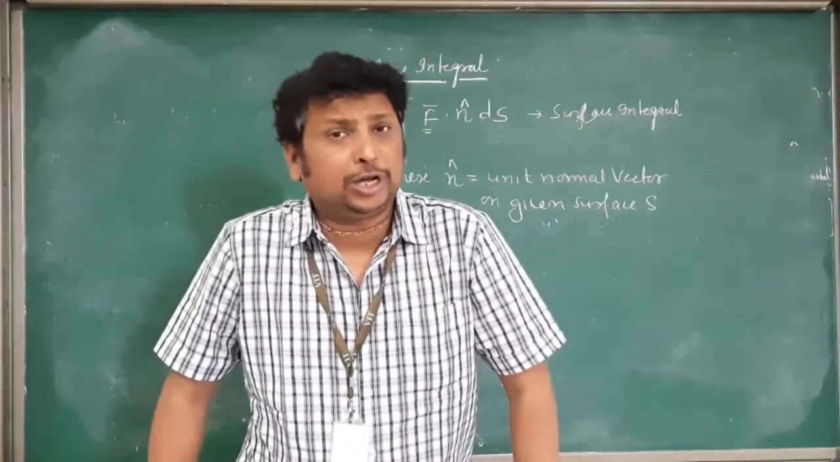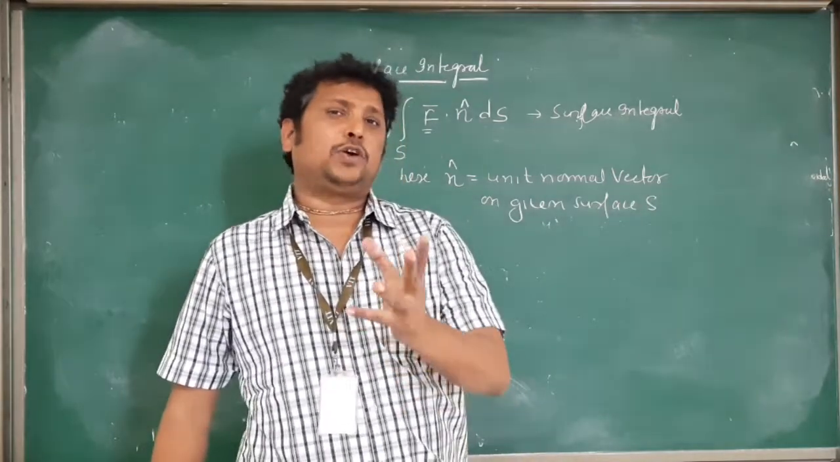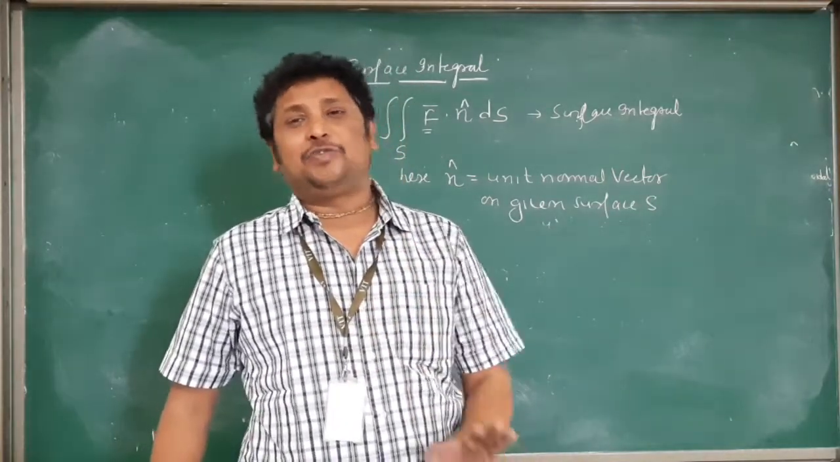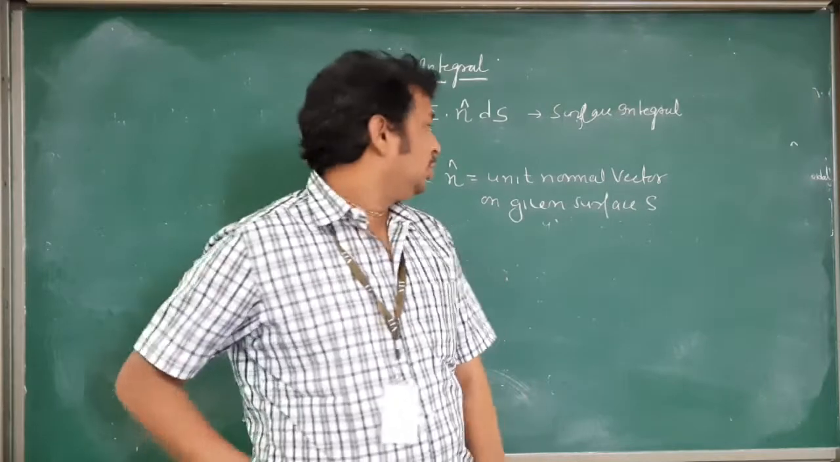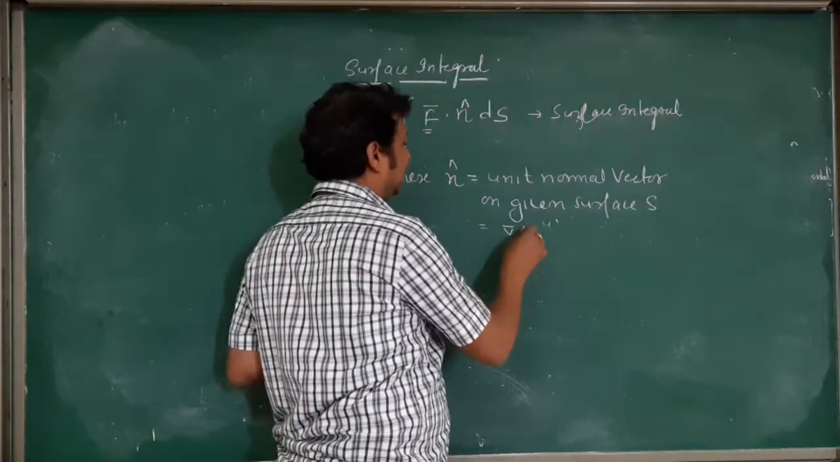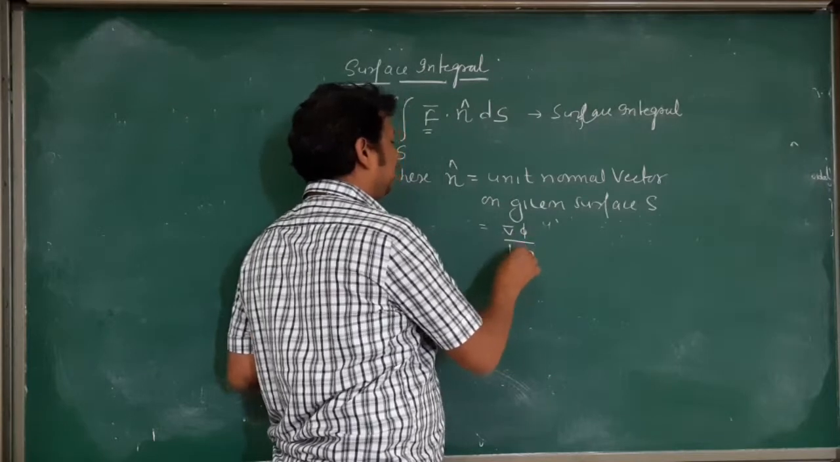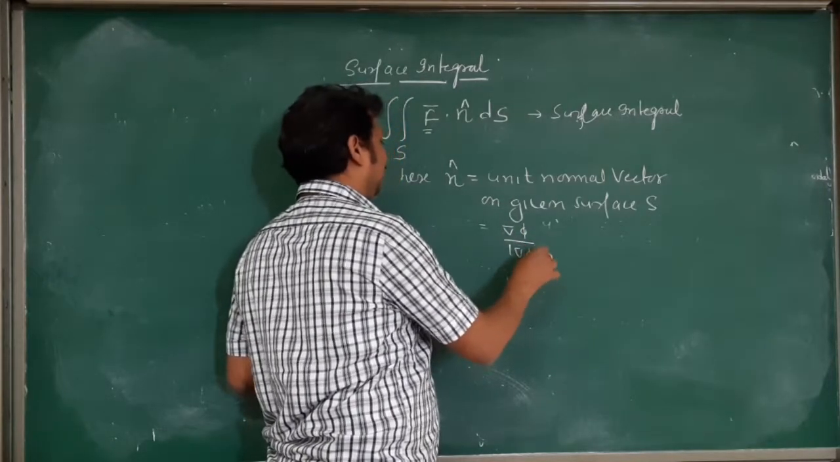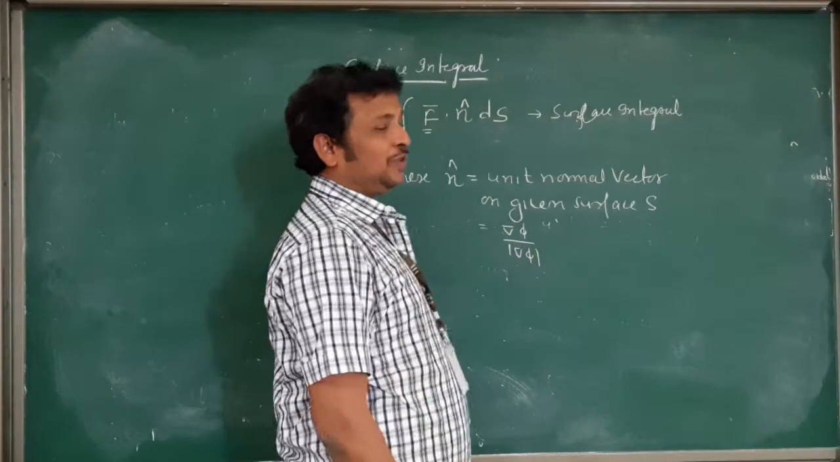How do we calculate the unit normal vector? Just find the gradient and divide by its mod, because you know n cap is del phi upon mod of del phi, where phi is whatever surface is given.